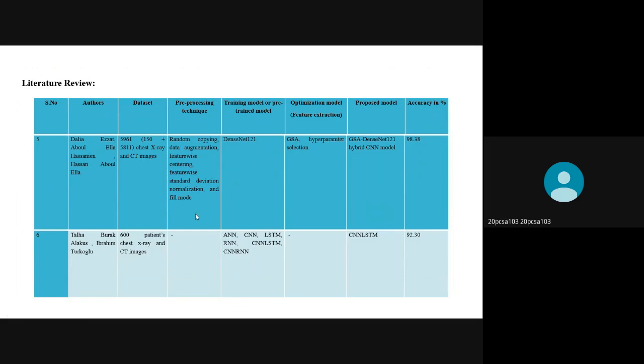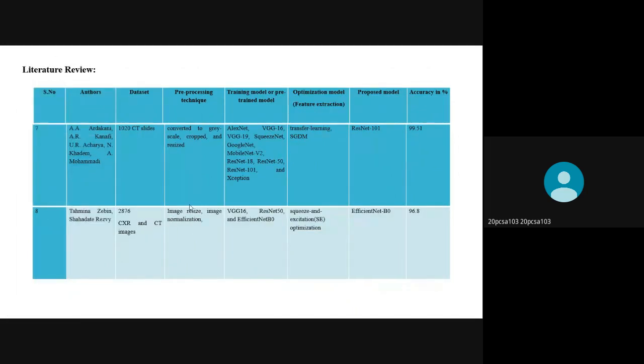In the sixth paper, the author compares six different deep learning and hybrid models with the clinical data sets. So all these six models were evaluated based on 10-fold cross-validation techniques. So the accuracy of each model is compared. Among all these six, CNN LSTM provides 92.30% of accuracy.